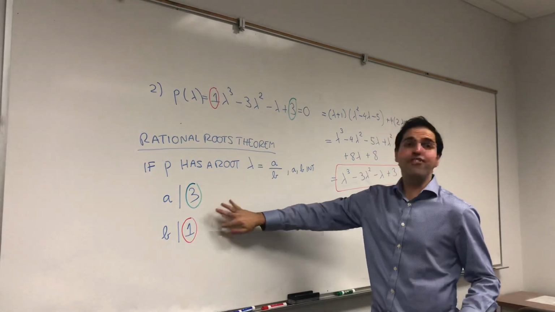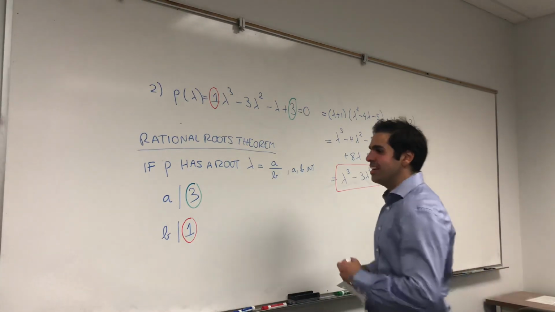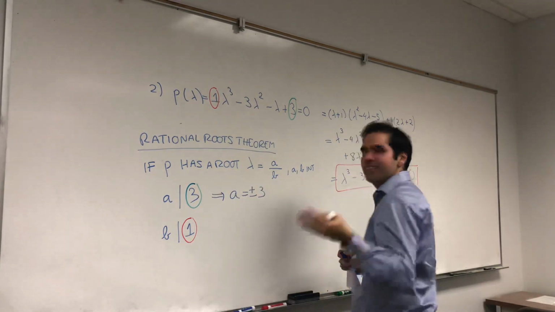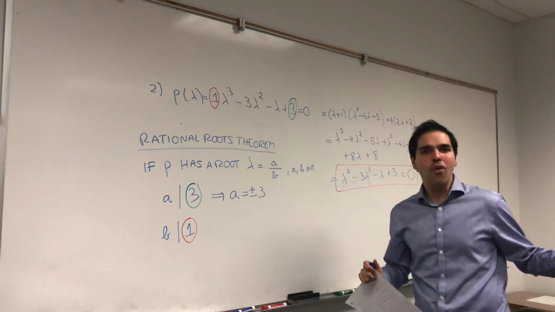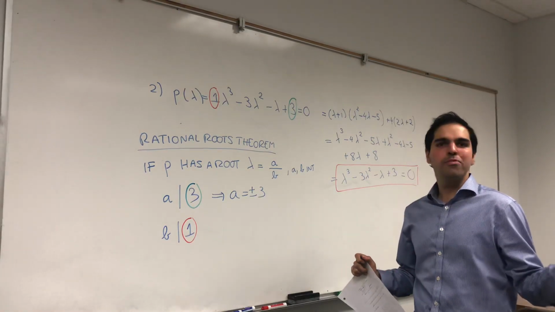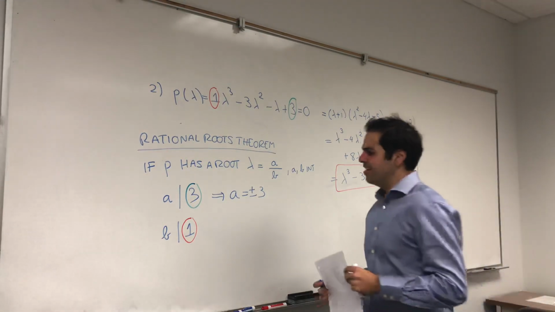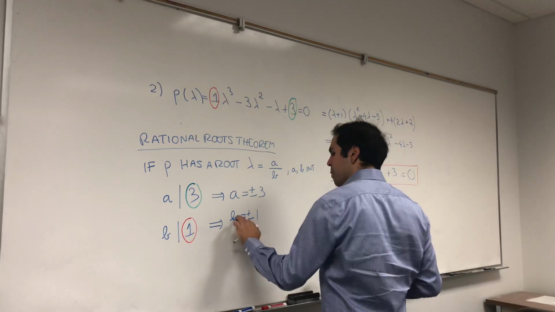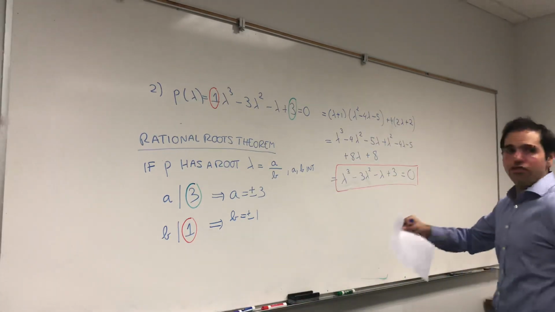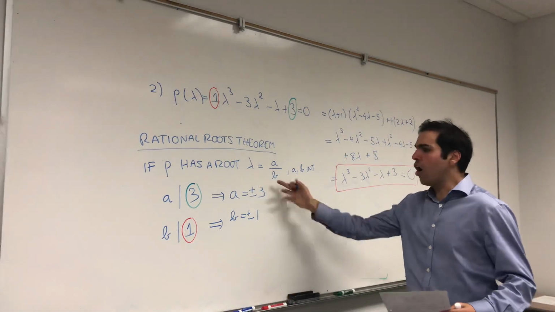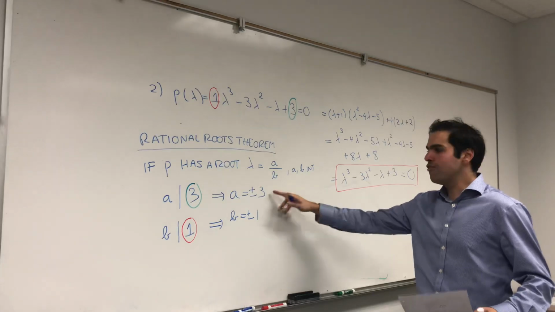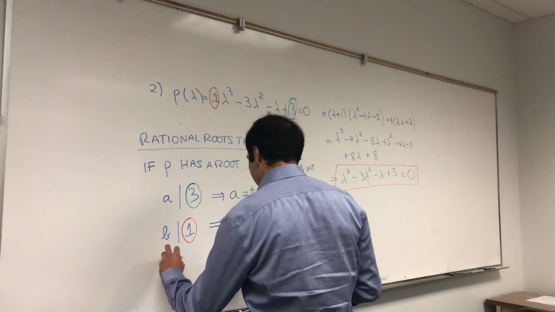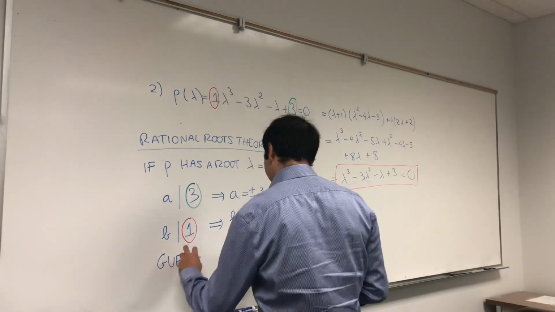And look, there are not 50,000 choices for a and b. You basically have that a is plus or minus 3, because 3 is a prime number. If you had 4, it would be plus or minus 1, plus or minus 2, plus or minus 4. Okay. And for b, it's even easier. B is just plus or minus 1. And so, for your guesses, you just have to take all the possible combinations of fractions of plus or minus 3 and plus or minus 1. And in this case, it gives you 4 guesses.